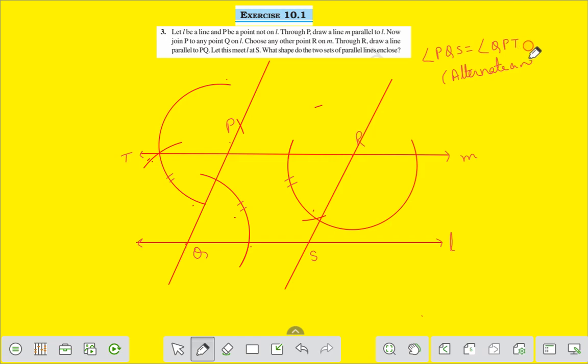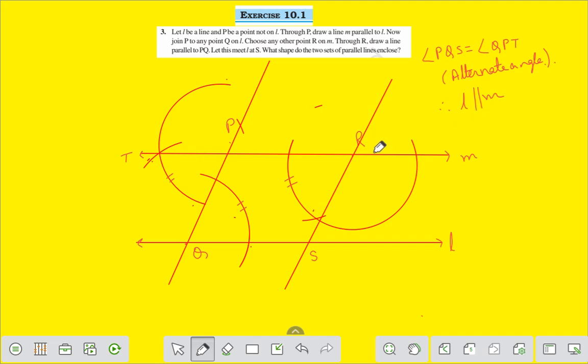And here you see L and M are two lines, and if we take PQ as the transversal, then this angle is equal to this angle. If alternate angles are equal, then L is parallel to M. Therefore, we can say that L is parallel to M.